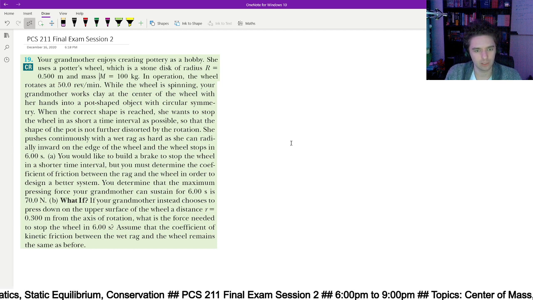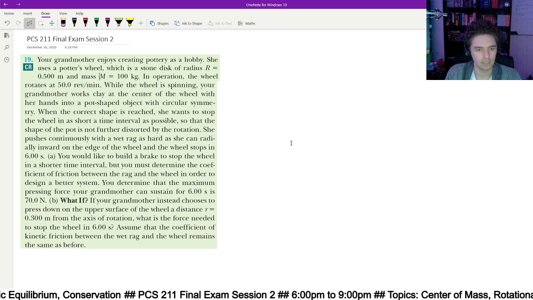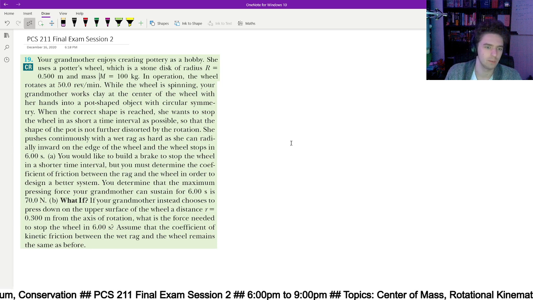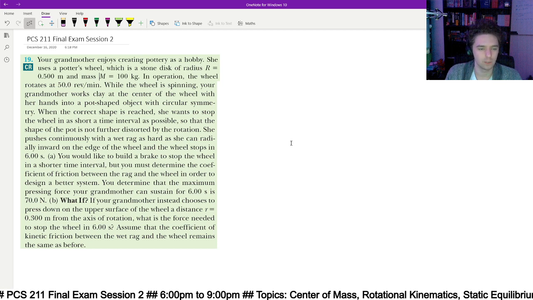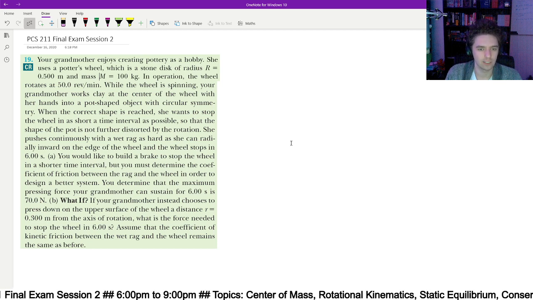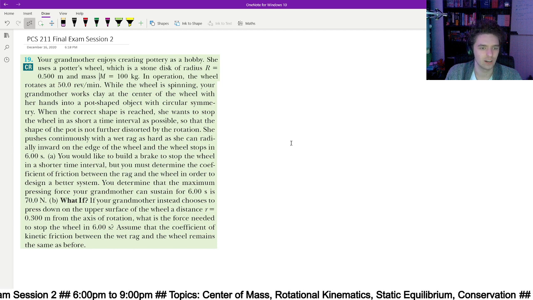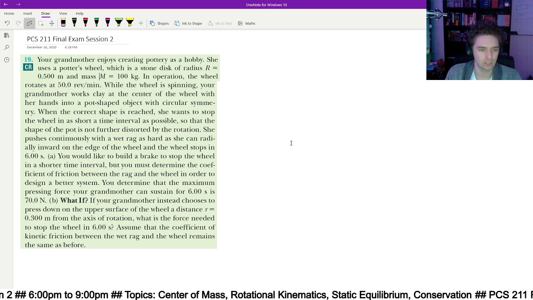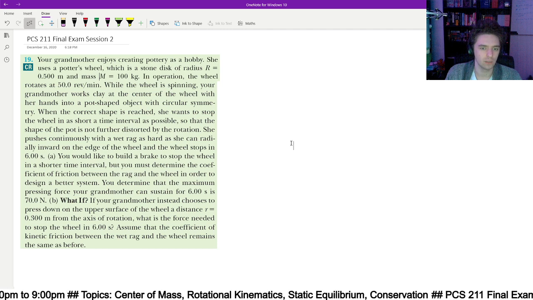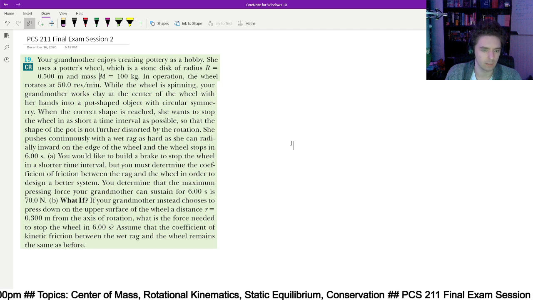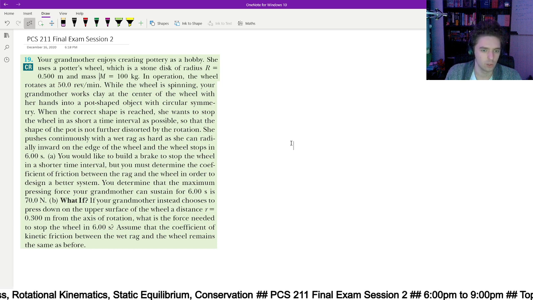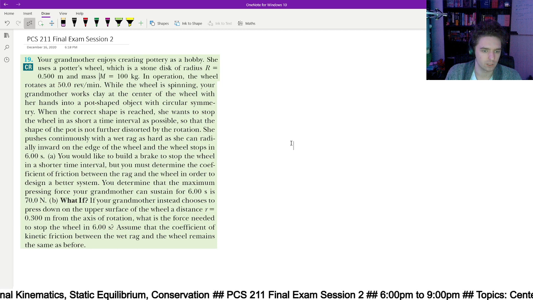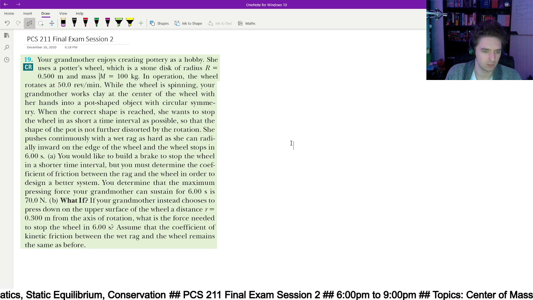When the correct shape is reached, she wants to stop the wheel in as short a time interval as possible, so that the shape of the pot is not further distorted by the rotation. She pushes continuously with a wet rag as hard as she can, radially inward on the edge of the wheel, and the wheel stops in 6 seconds. You would like to build a brake to stop the wheel in a shorter time interval. You must determine the coefficient of friction between the rag and the wheel in order to design a better system. You determine that the maximum pressing force your grandmother can sustain for 6 seconds is 70 newtons.